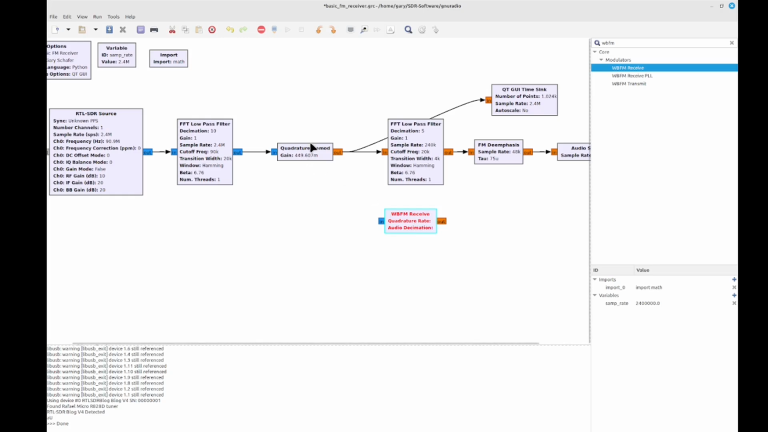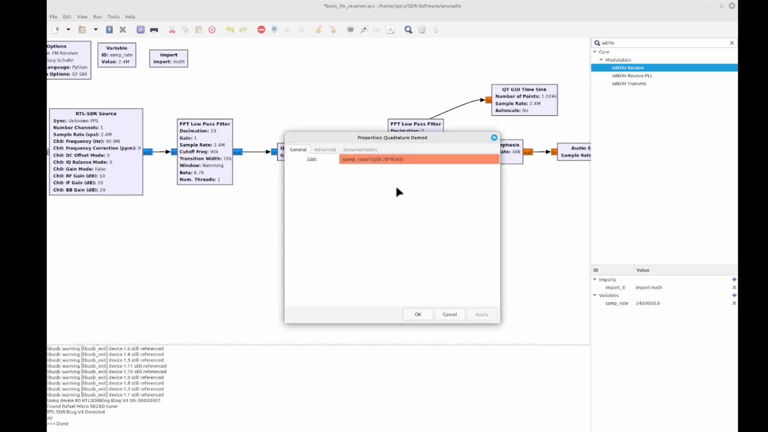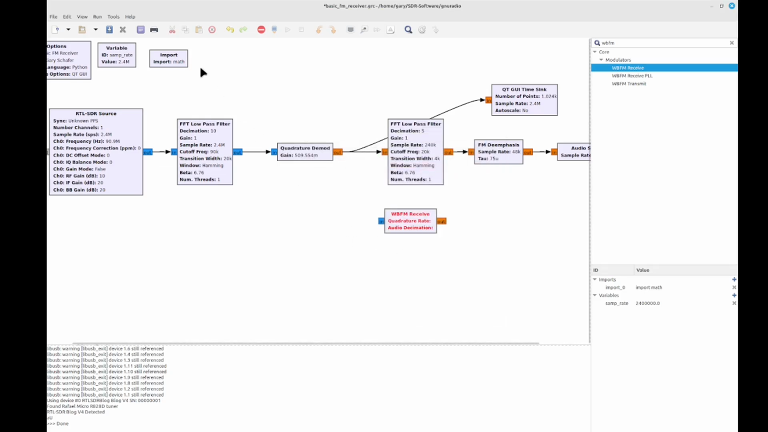The first thing I'm going to start with is I'm going to come up here to the Quadrature Demod. I said that the gain value of the Quadrature Demod block is the sample rate, which is samp_rate divided by 10, 240 kilohertz, divided by 2 pi times the deviation. The wideband FM receive block has the deviation set to 75 kilohertz. The other thing is that I actually need to make this 2 times the actual value of pi, much more digits than just 3.14.